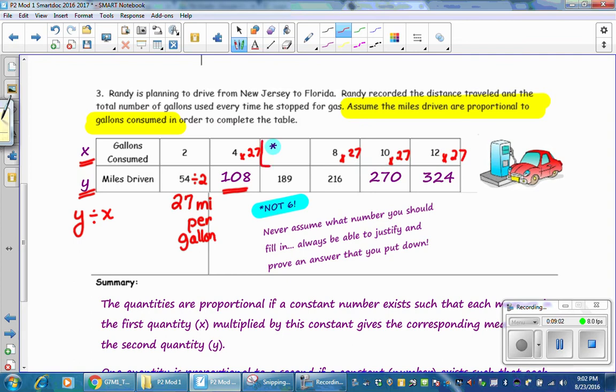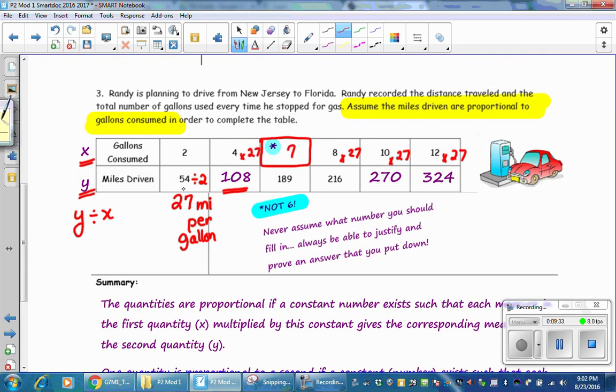Now, pause the video and figure out how many gallons you would need to drive 189 miles. Now, the answer is not 6 here, and some people think it is because 2, 4, 6, 8, 10 is a pattern, but it is not 6. Pause the video and see if you can figure that out. So the correct answer for that problem is actually 7.